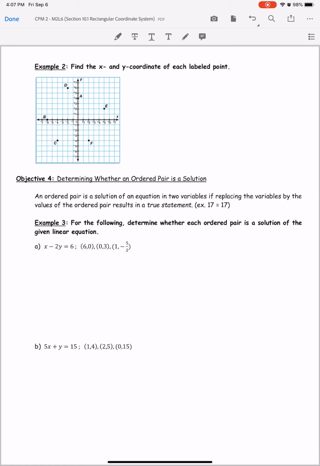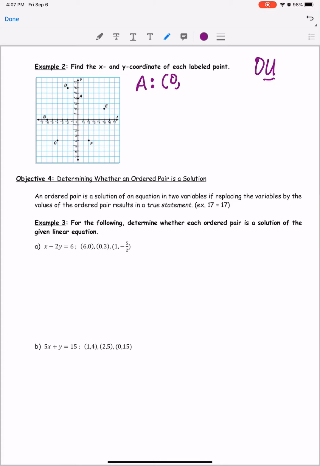All right, find the x and y coordinate to each labeled point. So A, we're using OU. So from the origin, how many are we going over side to side? Well, from here to here, we're going not left nor right. So my x coordinate is 0. And then how many are we going up or down? From the origin, we're going up 1, 2, 3, 4. So A is at (0, 4).